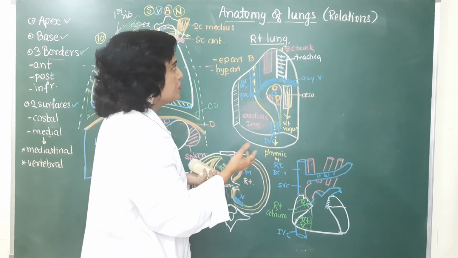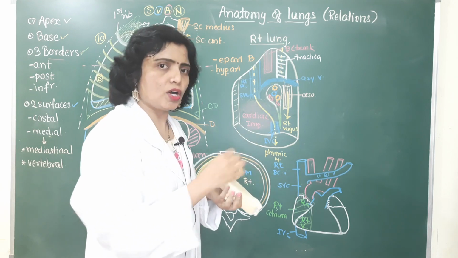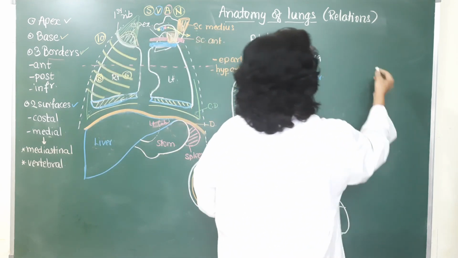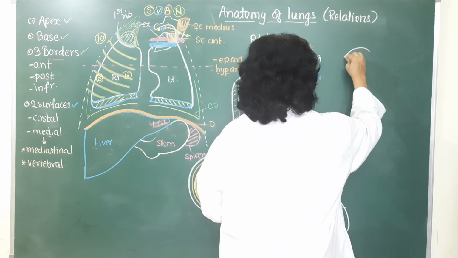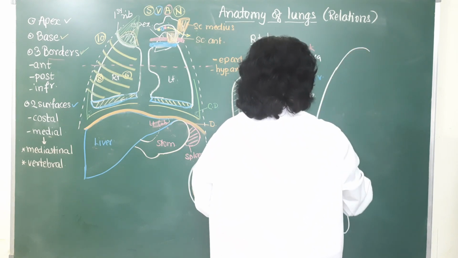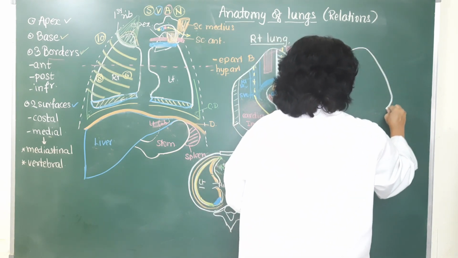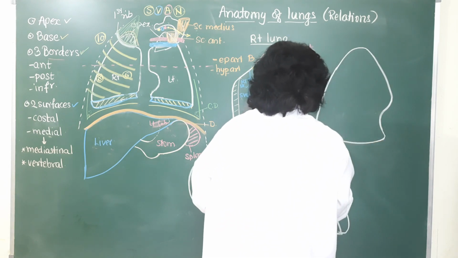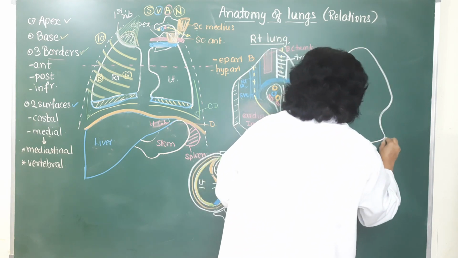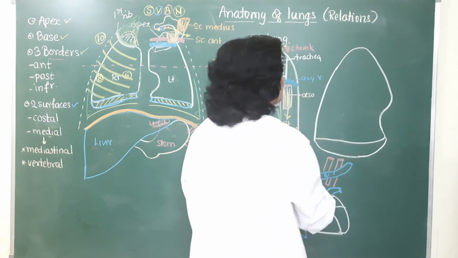Now coming to the mediastinal surface of the left lung. Suppose if we draw here the left lung, here will be the outline of the left lung. Here this is the outline of the left lung with the cardiac notch. Okay, and this is the inferior border base.